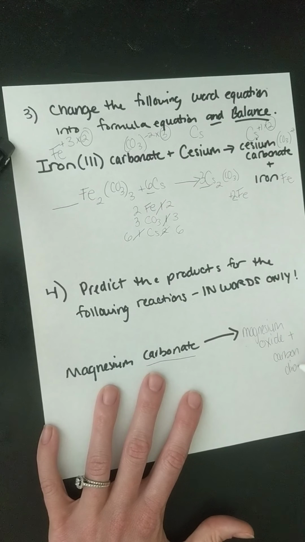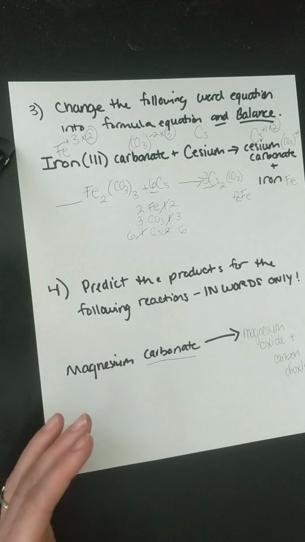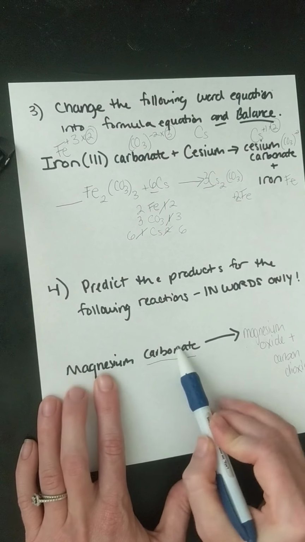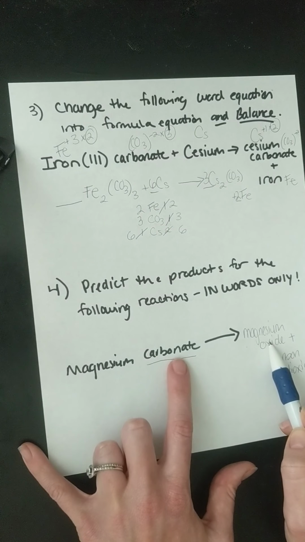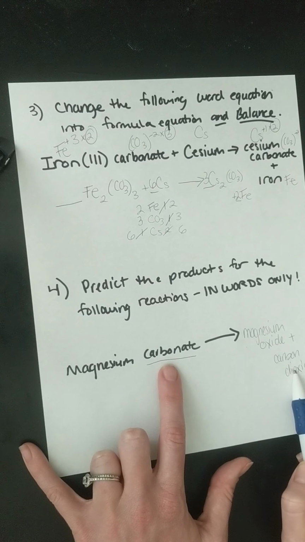So make sure you review your decompositions, the special types. Again, anytime you see a metal with a carbonate, the metal joins with the oxygen and this breaks up and a carbon dioxide is released.